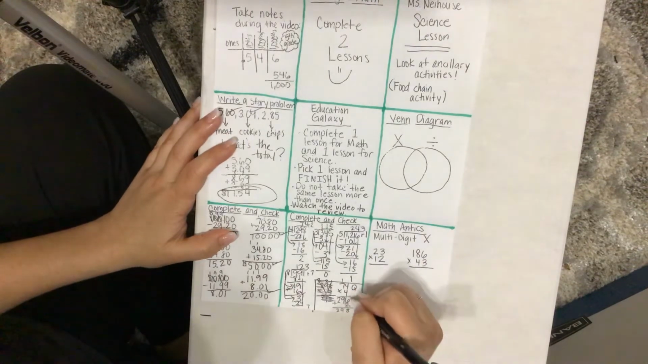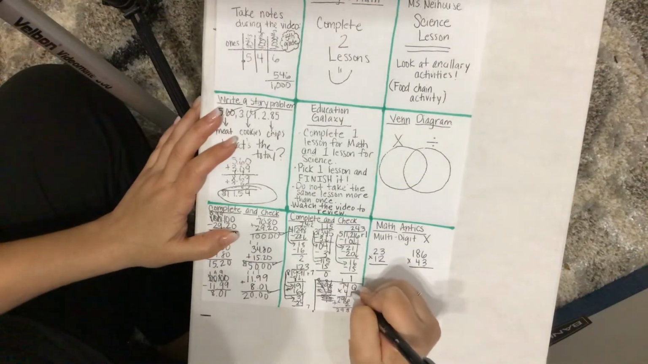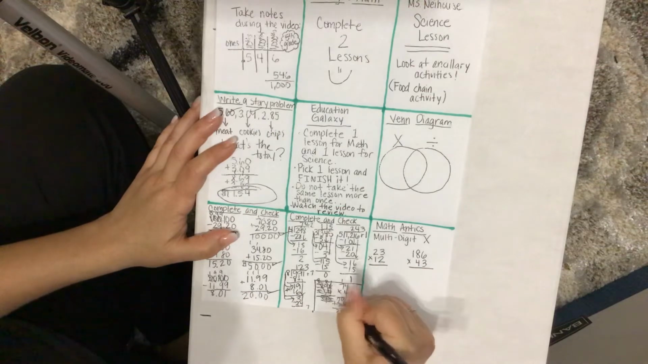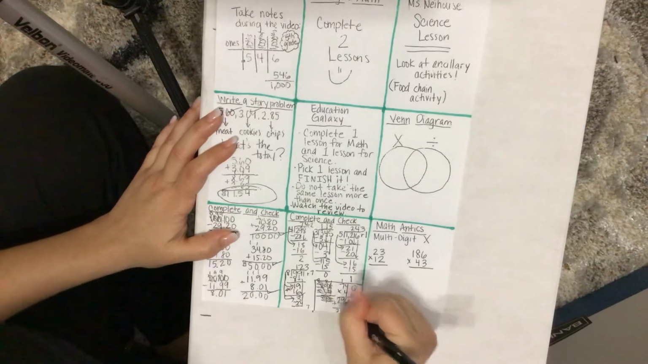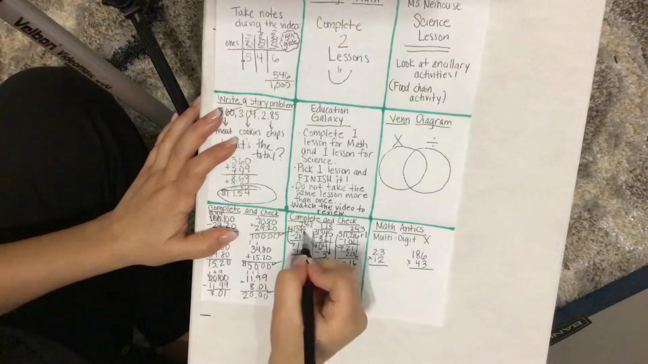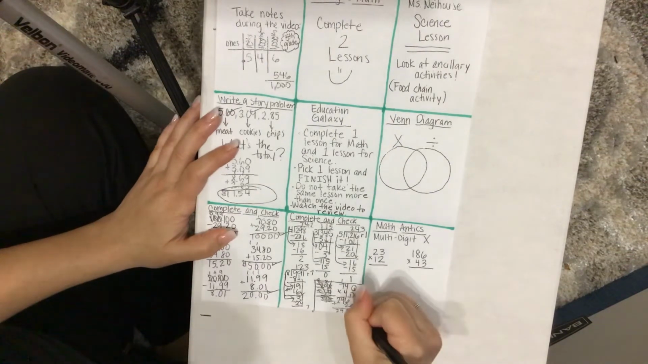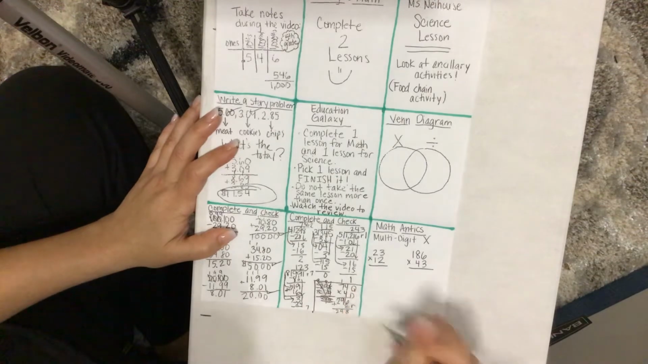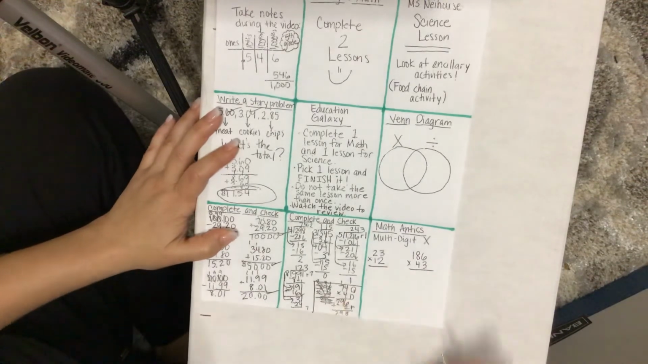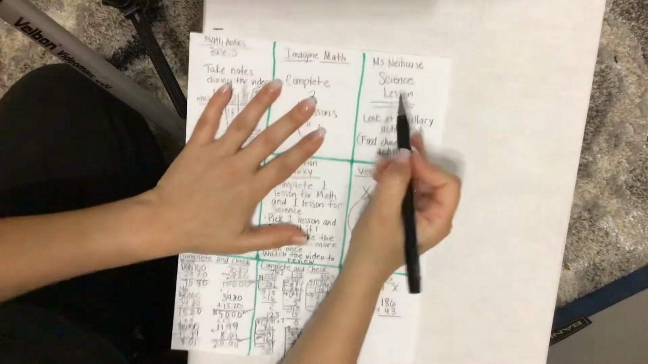So this is the quotient, this is the divisor, and then you get your dividend, which is whatever's inside, but then you have to add your remainder. So like this 2 represents the remainder. Okay? All right.